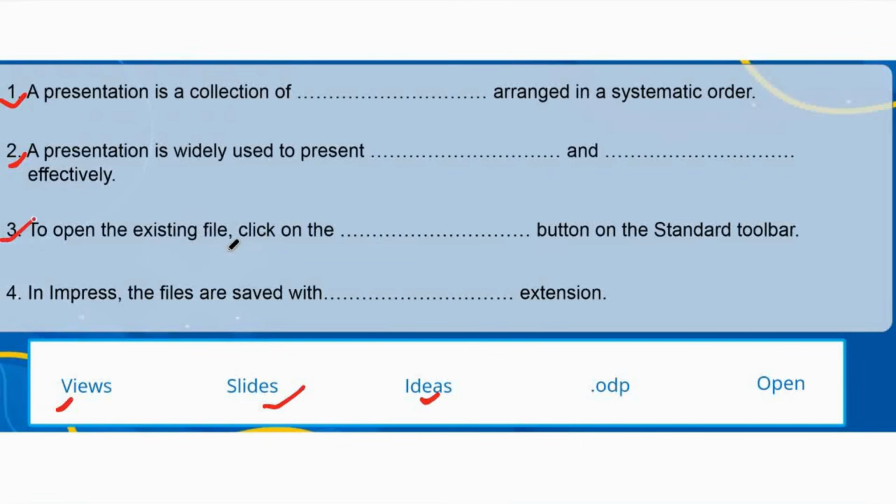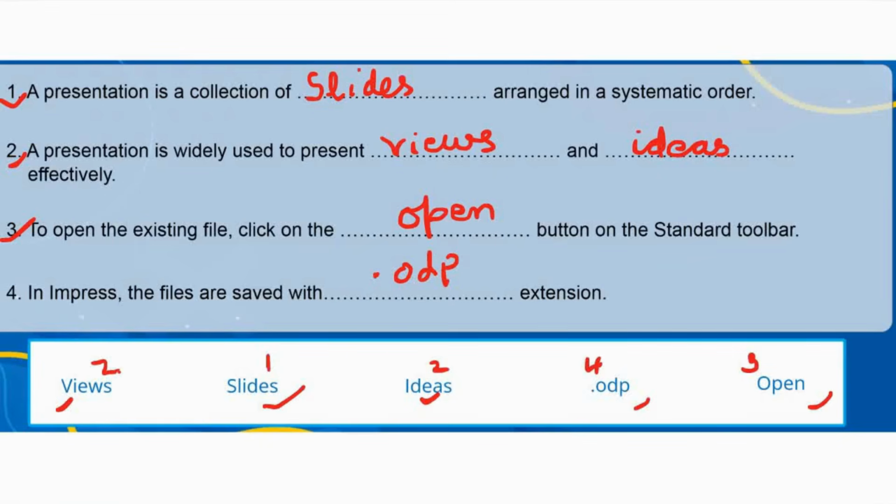Third, to open the existing file, click on the blank button on the standard toolbar. The correct answer is open. Fourth, in Impress, the files are saved with extension .odp. A presentation is a collection of slides arranged in a systematic order. A presentation is widely used to present views and ideas effectively.